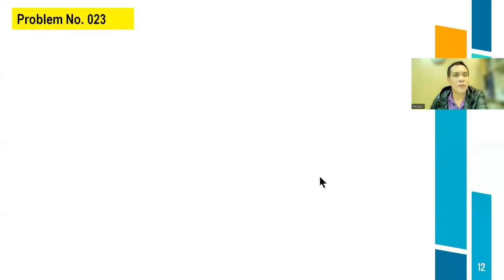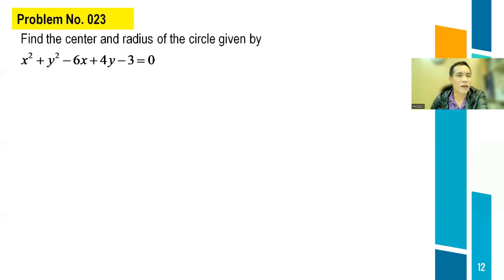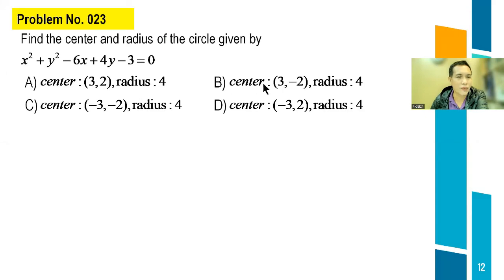Let's proceed to problem number 023. Find the center and radius of the circle given the equation x squared plus y squared minus 6x plus 4y minus 3 is equal to 0. This is the equation of a circle. For the choices, we have A, center 3, 2, radius 4. B, center 3, -2, radius 4. C, center -3, -2, radius 4. D, center -3, 2, radius 4.